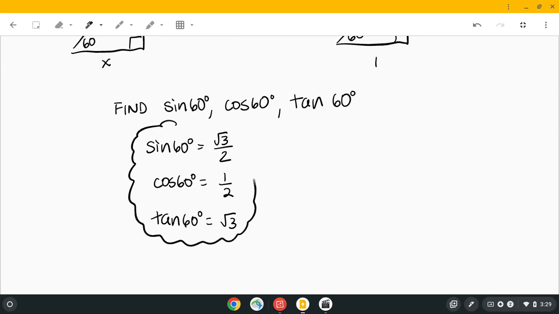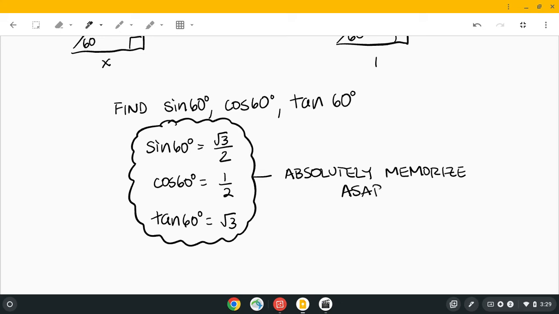These need to be memorized. Absolutely memorize these, and try to memorize them ASAP, as soon as possible.